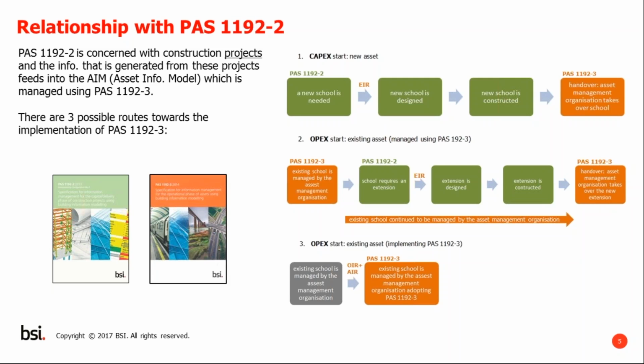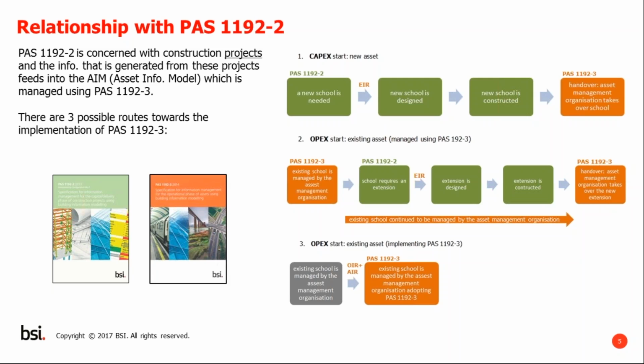So in this case, the extension of the school, which constitutes a major project, would implement the requirement of PAS 1192 Part 2. But whilst that project is being carried out, the existing asset, the existing school, will be managed using Part 3. And then on the completion of the project, it would then come back to being fully implemented using Part 3.